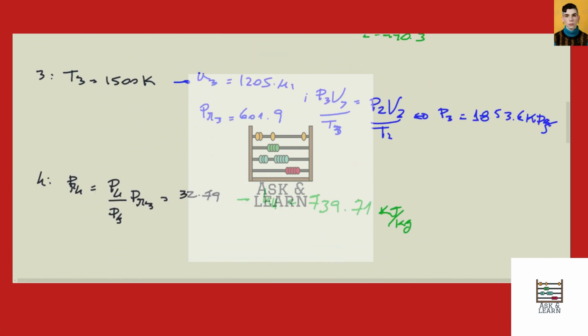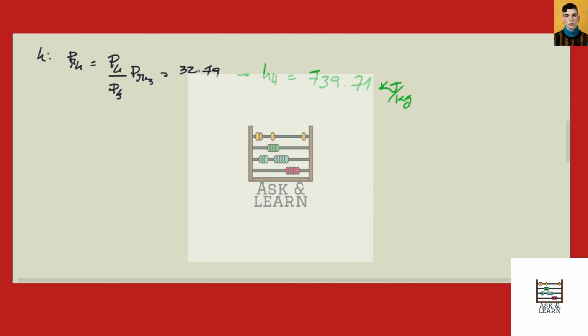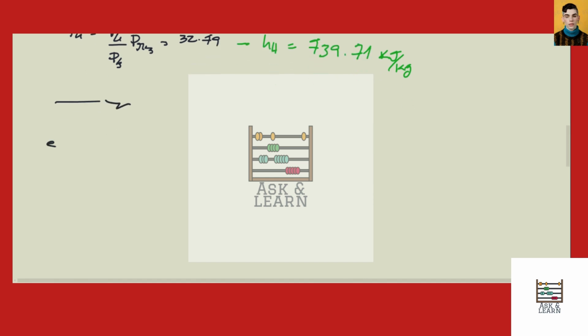And finally item C. In item C, we need to find the efficiency of this power cycle. And the efficiency is just the net work divided by the heat input. Therefore, this is simply 408.6 divided by 853.1, which gives us an efficiency of 47.9%. And that's the final answer to this problem.